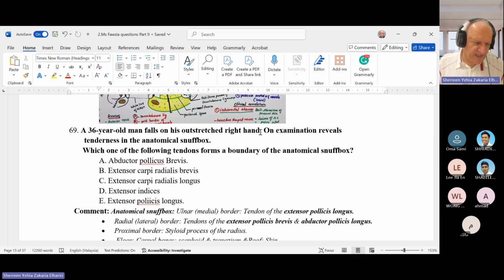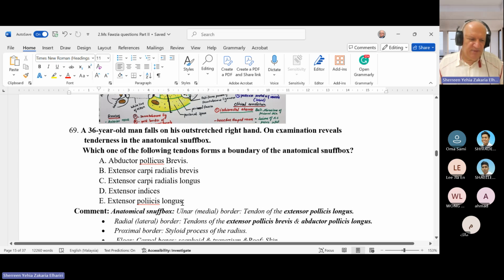Okay, of course, if you can remember, in the medial border of the anatomical snuffbox we have only one muscle, which is extensor pollicis longus. And laterally, we have two muscles, extensor pollicis brevis and abductor pollicis longus. So we have one muscle, two muscles. He doesn't mention medial or lateral, so just one muscle is here. So we're looking for extensor pollicis longus. Extensor pollicis longus, here is the last one.